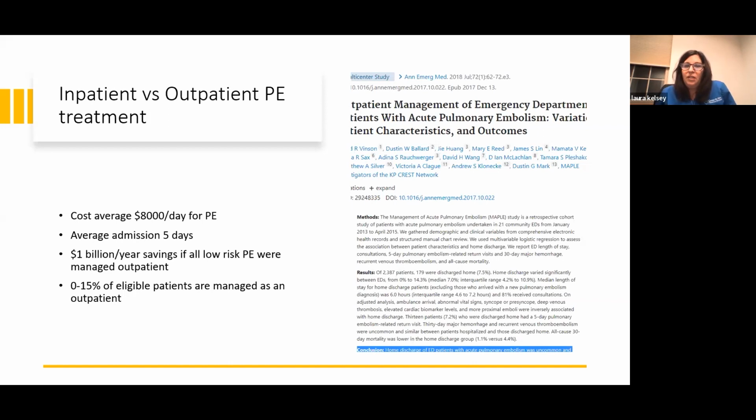What's actually happening, though, this is from 2008, is that less than 15% of eligible patients are actually being managed as outpatients. And if you look at why we care, well, it's the cost to our healthcare system, right? It's $8,000 per day on average, and the average admission is 5 days. It would be $1 billion a year of savings if all those low risk patients were treated as outpatients.